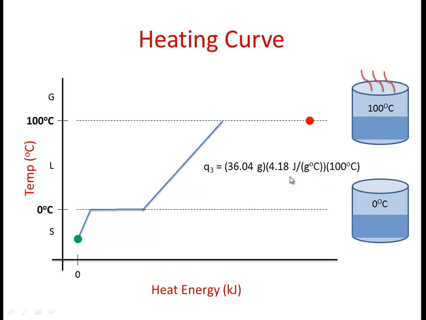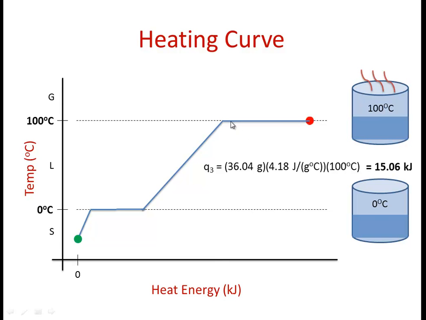So once you go ahead, work that through on your calculator and see what you get. Hopefully you came up with 15,060 joules, which when you convert to kilojoules turns out to be 15.06 kilojoules. Okay, so that's how much energy it took to get from here, right here, to right about here. Okay, so we're right about there on the energy scale.